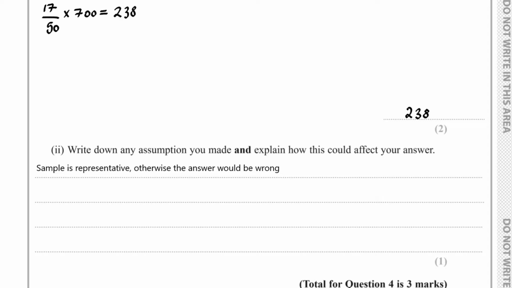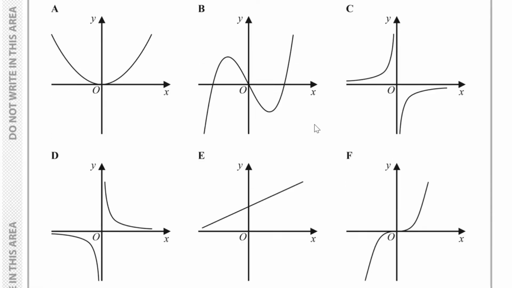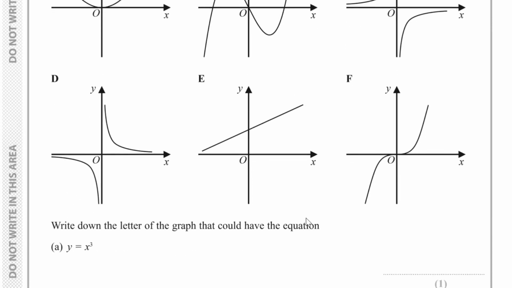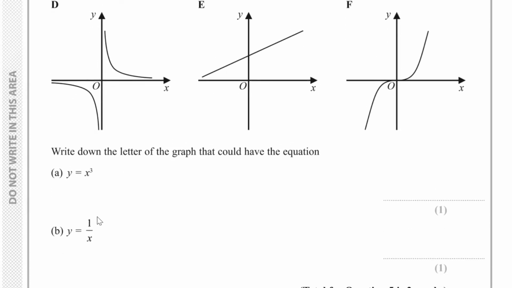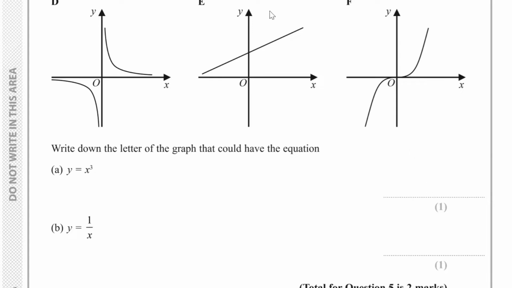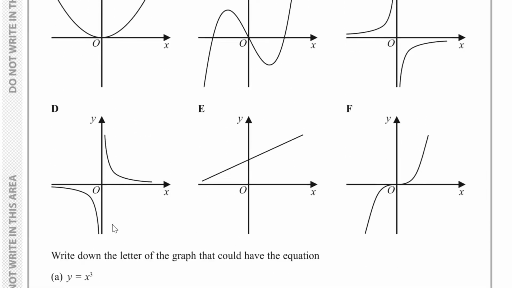Okay, so now for the next question, we've got 6 graphs shown here, A, B, C, D, E and F, and we have to write down the letter of the graph that could have equation. For the first part, y equals x cubed. That's quite obvious, that's graph F. So here we have graph F. And then part B, y equals 1 over x. Clearly that's graph D over here.